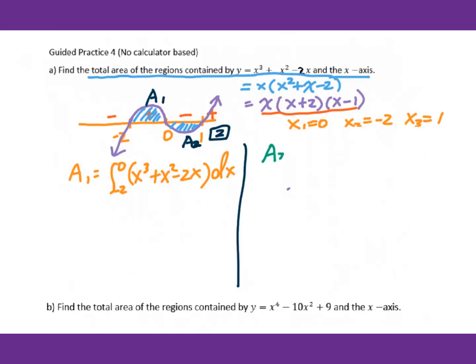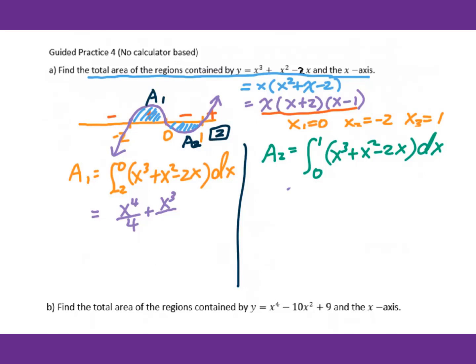For A2, you will get the definite integral of x third power plus x squared minus 2x from 0 to 1. So we get x to the fourth power over 4 plus x third power over 3 minus 2 times x squared over 2. Then from negative 2 to 0.